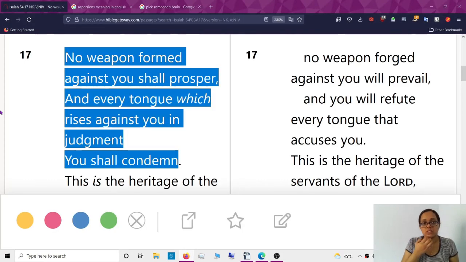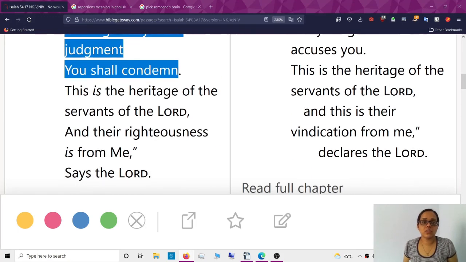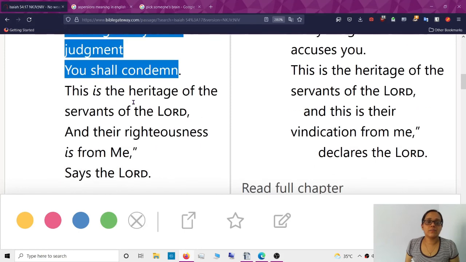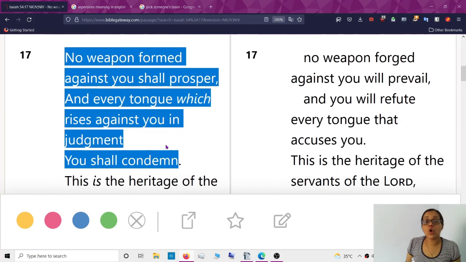A Bible verse: No weapon formed against you shall prosper, and every tongue which rises against you in judgment you shall condemn. This is the heritage of the servants of the Lord, and their righteousness is from me. We don't have to pay, we will be automatically getting that. It's a heritage from the Lord that no weapon formed against you shall prosper.